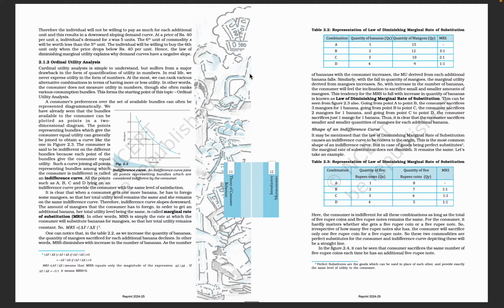Here the consumer is indifferent to all these combinations as long as the total of 5 rupee coins and 5 rupee notes remains the same. For the consumer, it hardly matters whether she gets a 5 rupee coin or a 5 rupee note. So irrespective of how many 5 rupee notes she has, the consumer will sacrifice only one 5 rupee coin for a 5 rupee note. So these two commodities are perfect substitutes for the consumer, and the indifference curve depicting these will be a straight line. In figure 2.4, it can be seen that the consumer sacrifices the same number of 5 rupee coins each time he has an additional 5 rupee note.